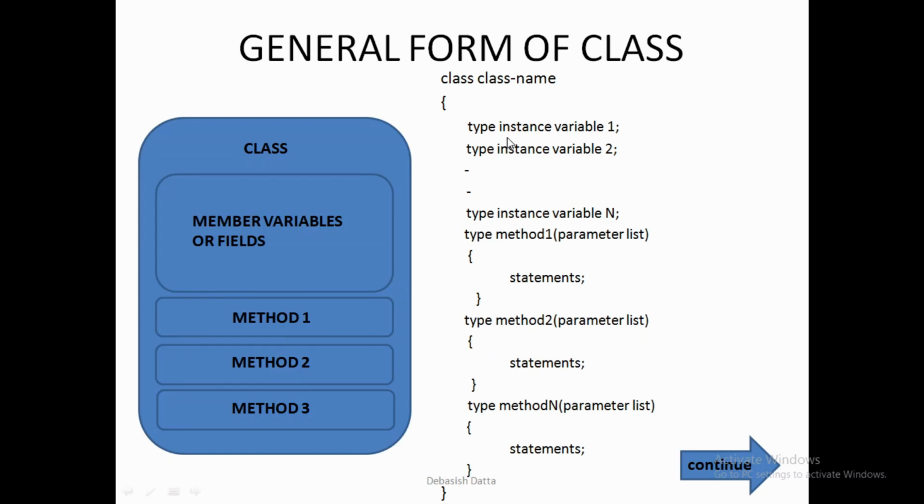Then comes the member variables or field part of a class. Then the methods which we want to define inside the class. Now how many member variables or methods can be defined inside a class depends upon the need. If a class is defined generally to solve a problem or to model a real world physical object, then as the need arises, the number of instance variables or methods can be determined accordingly.